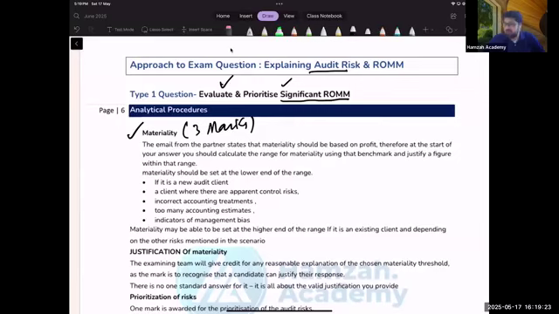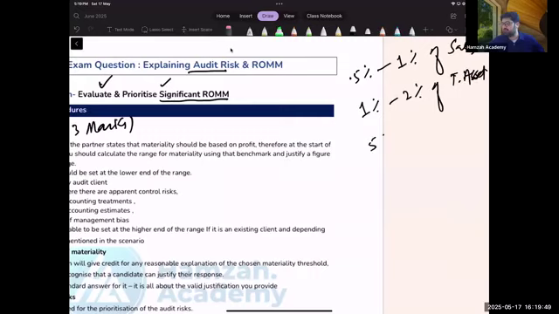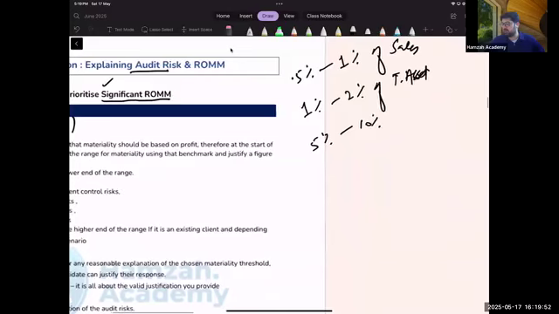profitability, revenue, or sales, or total assets. Whatever they say. First of all, you should know that the materiality is 0.5% to 1% of sales, 1% to 2% of total assets, 5% to 10% of profits.